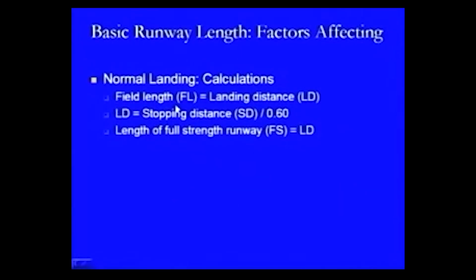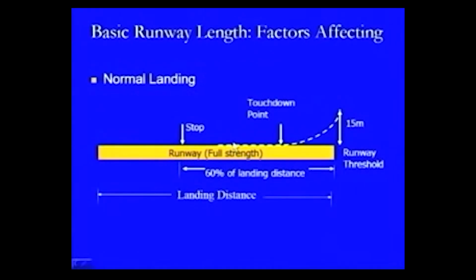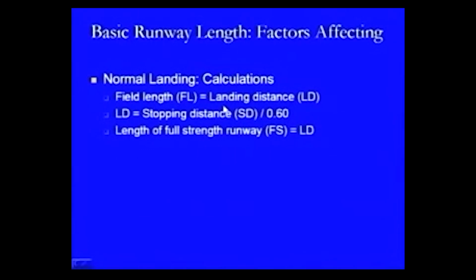Therefore, the field length, as we try to calculate the length of the runway strip, will be nothing but the landing distance, L d. The field length will be the same as that, and this landing distance is the stopping distance divided by 0.60, because this is 60%. And another thing, as we have discussed, is that the length of the full strength runway will remain the same, equal to the landing distance, that is L d.